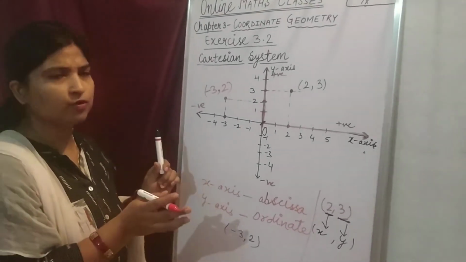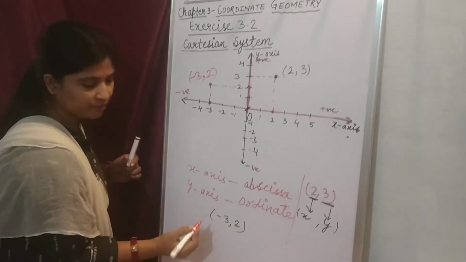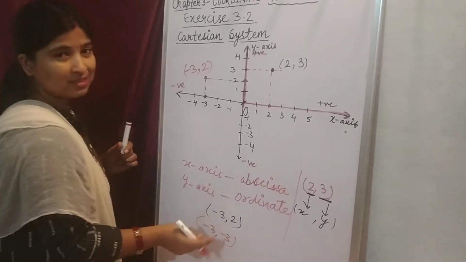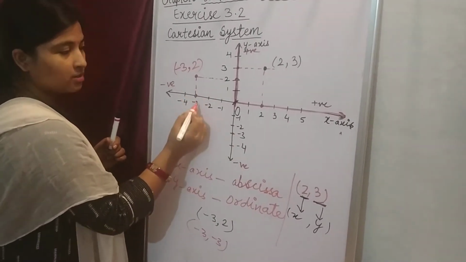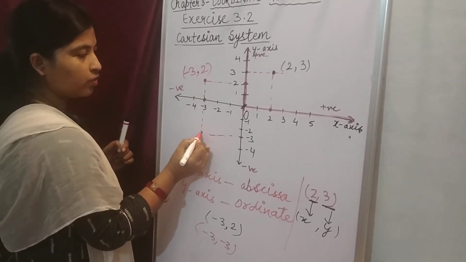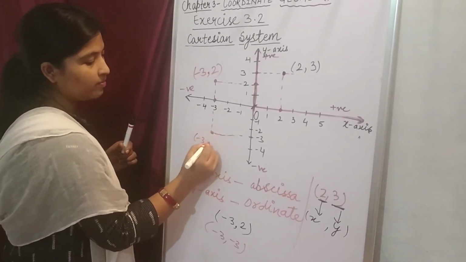This way only you have to do all the numbers. Like one last example I am giving you, -3, -3. So the x-axis is also minus, the y-axis is also minus. Both are minus. So -3 and -3. They are meeting at this point, and this is your -3, -3.